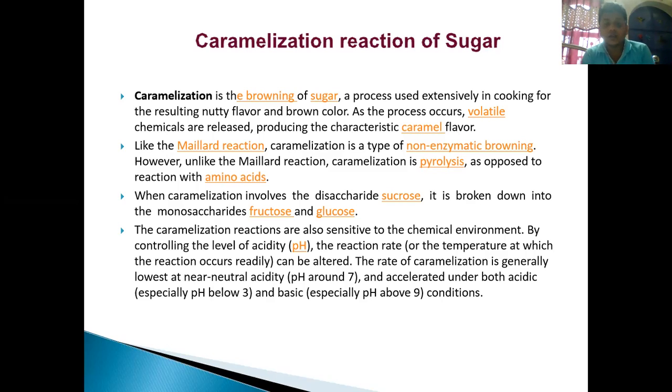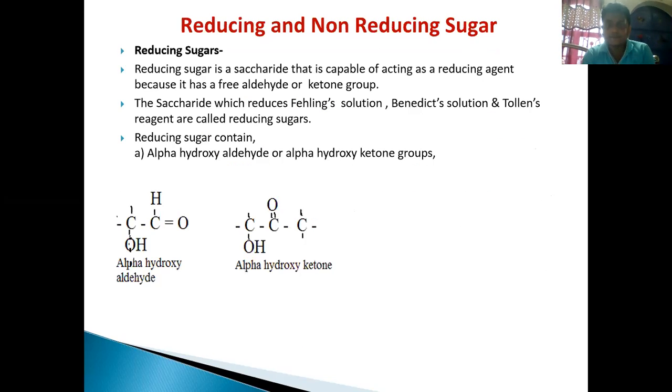The caramelization reactions are also sensitive to the chemical environment. By controlling the level of acidity, the reaction rate changes. The rate of caramelization is generally lowest at near neutral acidity, that is pH equals 7, and accelerates under both acidic and basic conditions.